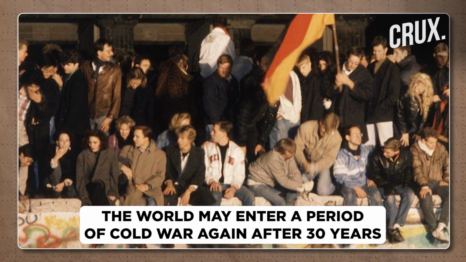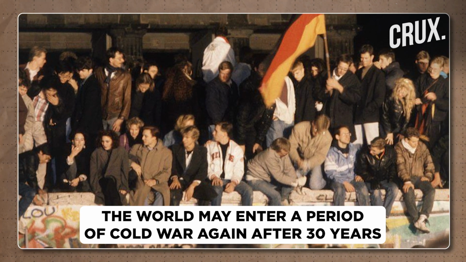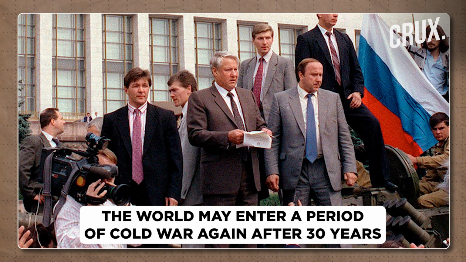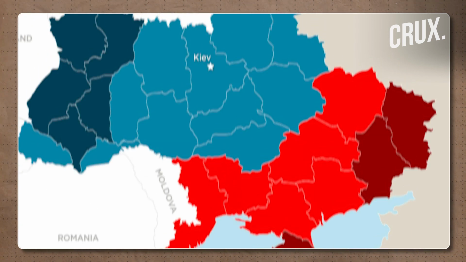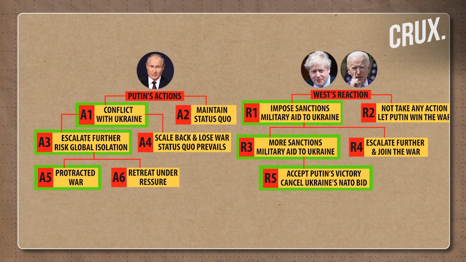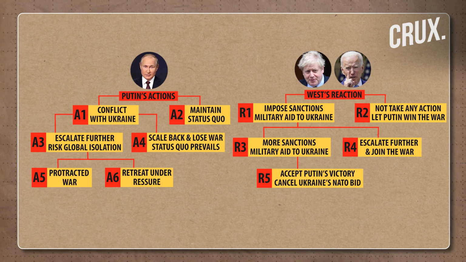The net result is that 30 years after the fall of the Berlin Wall and the collapse of the Soviet Union, we will be going back to the days of the Cold War. The Iron Curtain drops once again. History would have just repeated itself. That seems to be the most likely outcome of Vladimir Putin's invasion of Ukraine.